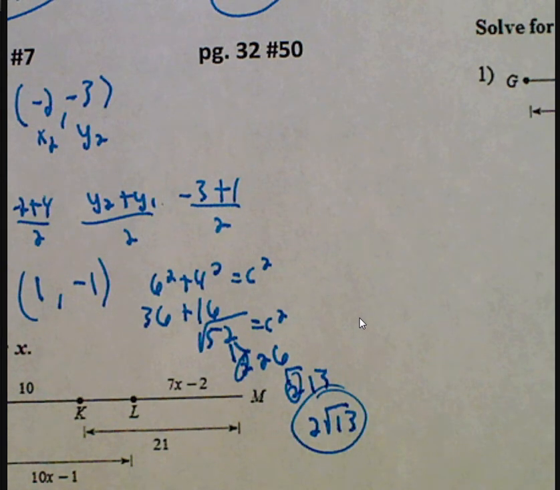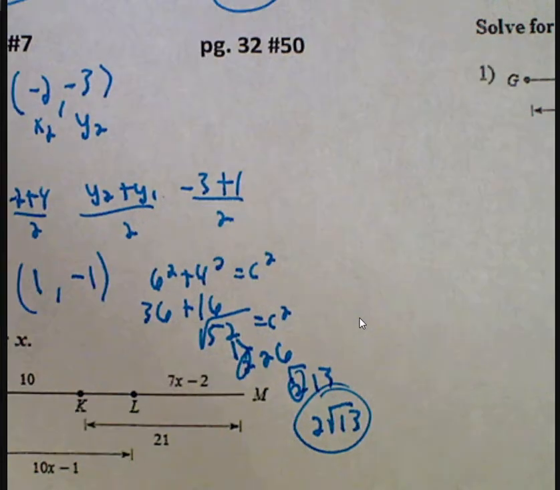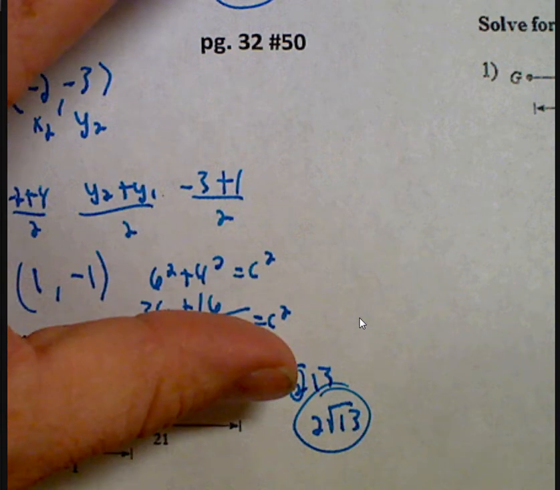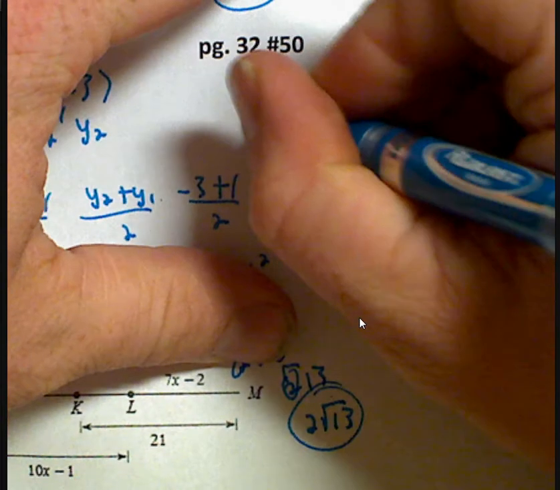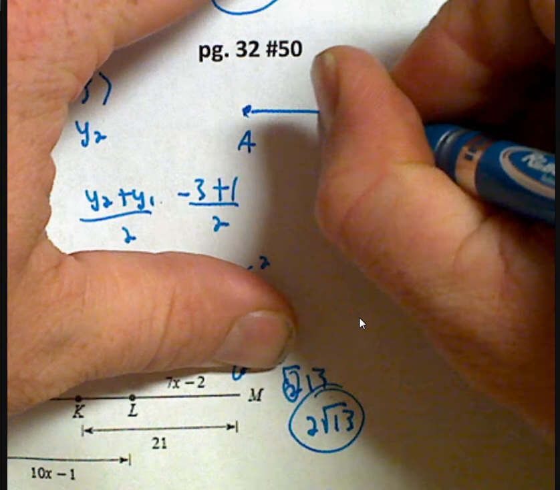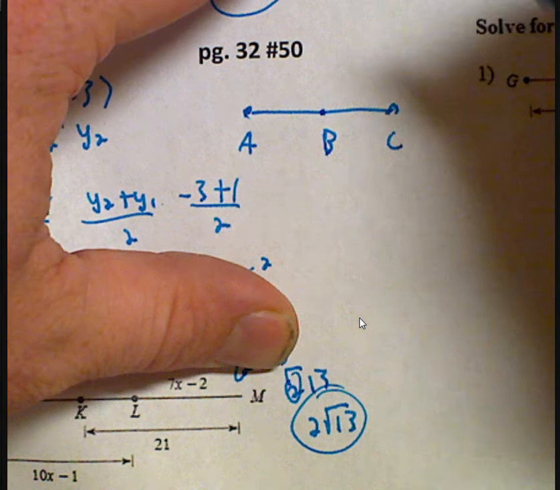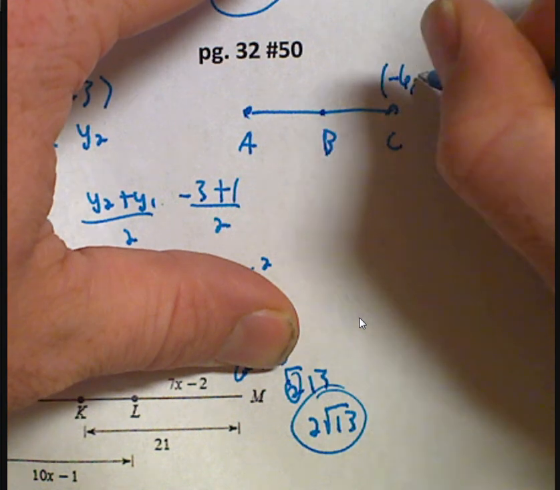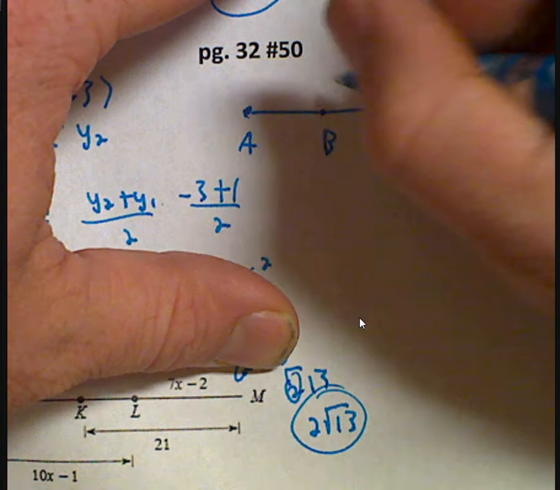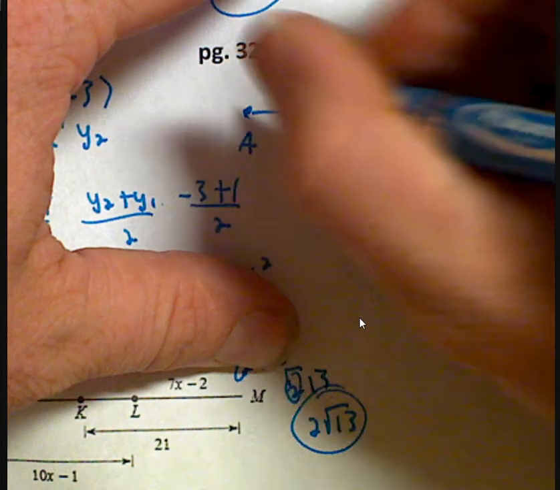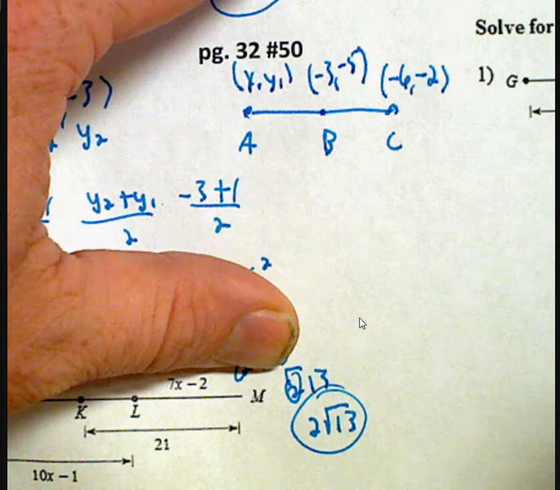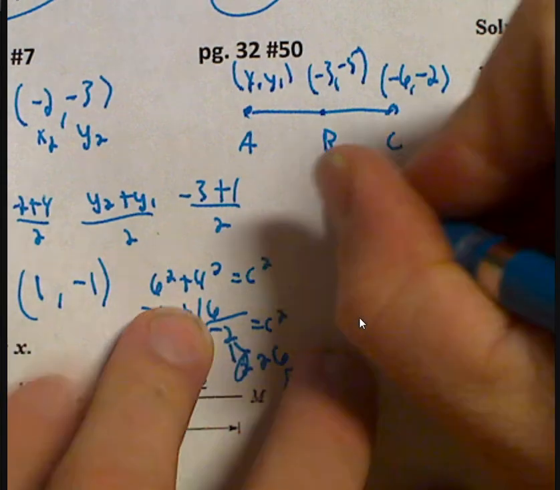Page 3250, number 50. It says find the coordinates of the missing endpoint. B is the midpoint, so here's A, B, C. They give me C, which is at -6, -2, and then they give me B at -3, -5, but they don't give me x1, y1. So I have to find these coordinates.